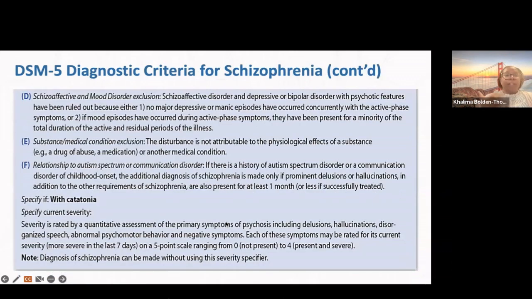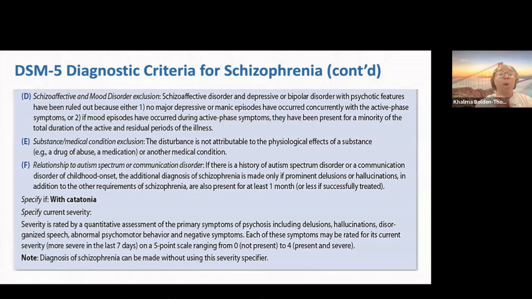We talk about schizoaffective, substance-induced, relationship to autism spectrum or communication disorder. So I wanted to have this up here because this comorbidity is super hard, and we don't really have a ton of research on it because there's not a ton of researchers who want to look at the comorbidity of autism and psychosis. Usually you're in one camp or the other, and y'all don't talk to each other all that much.